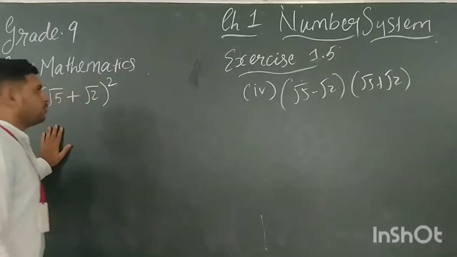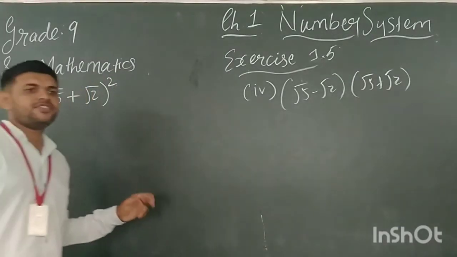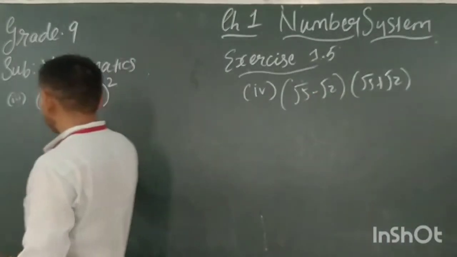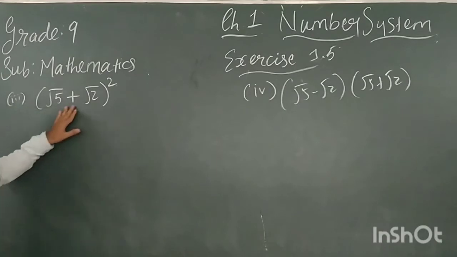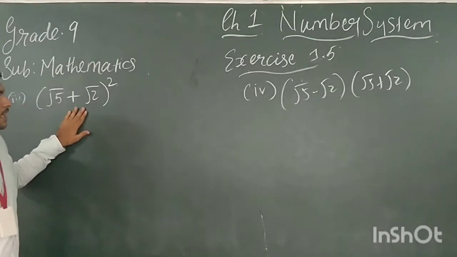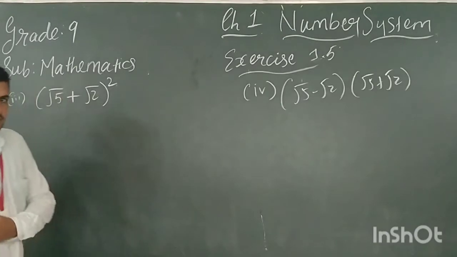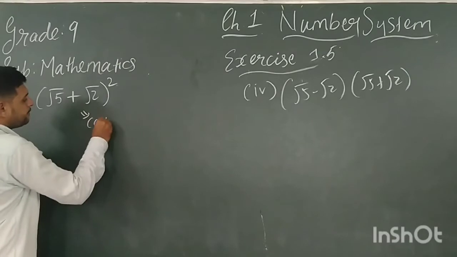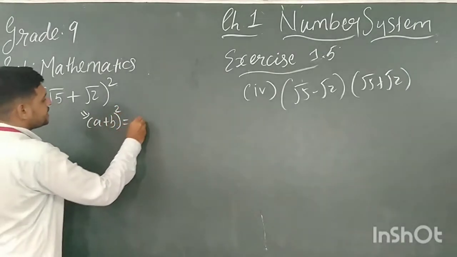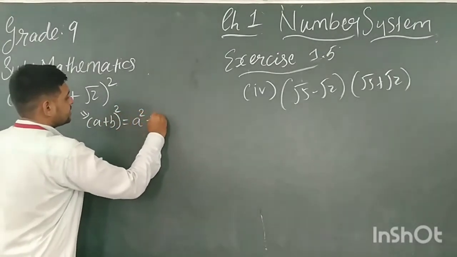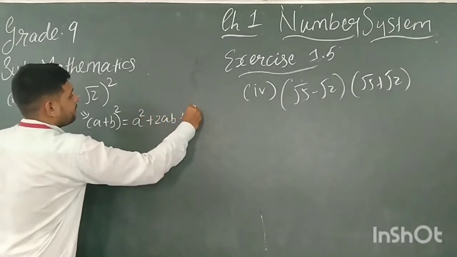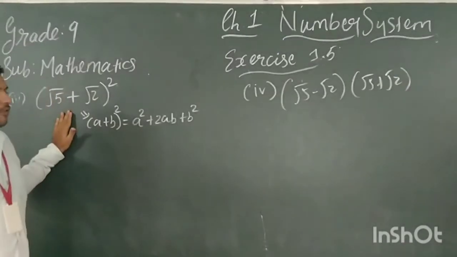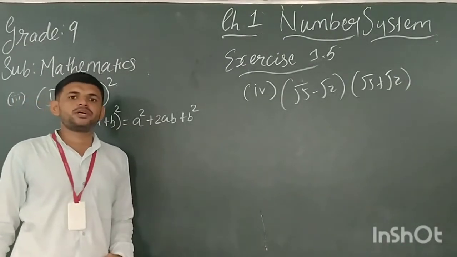Question number 2. We were in the simplification and we had already solved 2 questions above. So the first one is (root 5 plus root 2) the whole square. Now, if you come to the basics, you will come to know there is a formula related to the sum, that is (a plus b) the whole square, which makes a square plus 2ab plus b square. So it's a type of factorization where the formula a square plus 2ab plus b square is used.